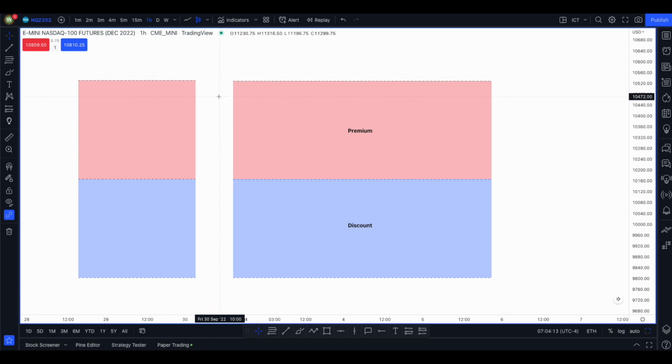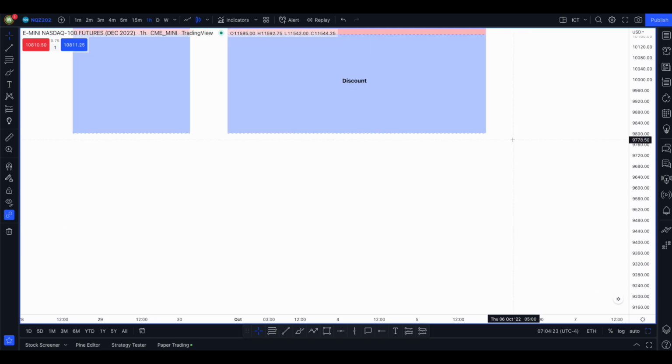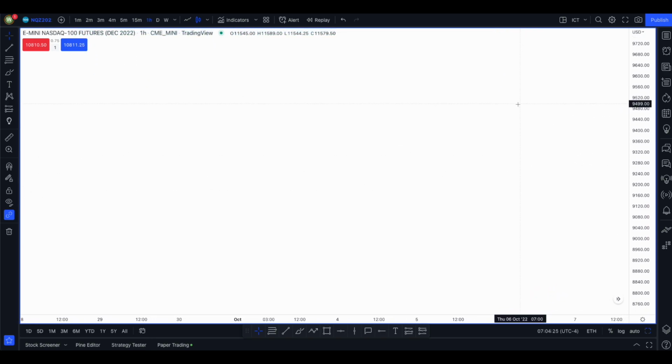Now, when it comes to applying this in the market, how do we apply this? How do we know when price is in a discount? How do we know when price is in a premium? Well, it depends on the market condition and the time frame. So number one, say for example, we are on a set time frame like the hourly, just as we are over here right now.